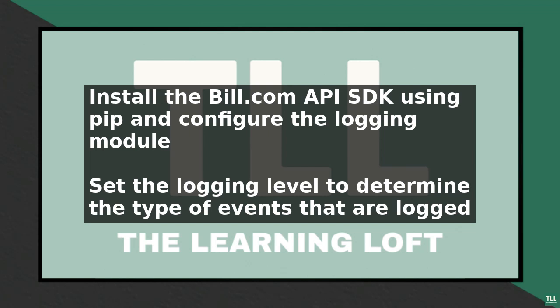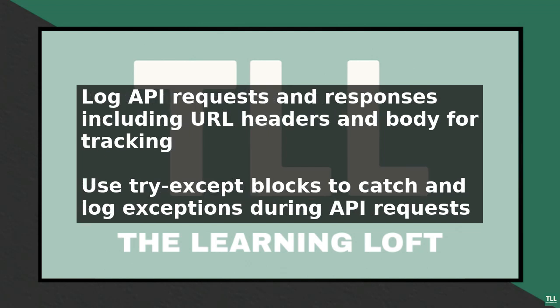To log these requests, you need to configure the logging module in your Python script. This involves setting the logging level, which determines the type of events that are logged, such as debug, info, warning, error, or critical. You can then use the logging module to log API requests and responses. This includes logging the request URL, headers, and body, as well as the response status code and body.